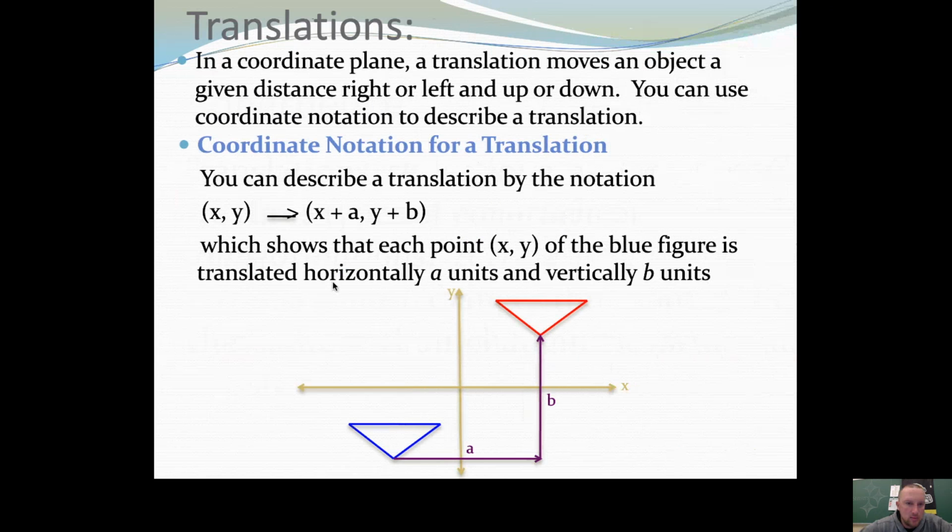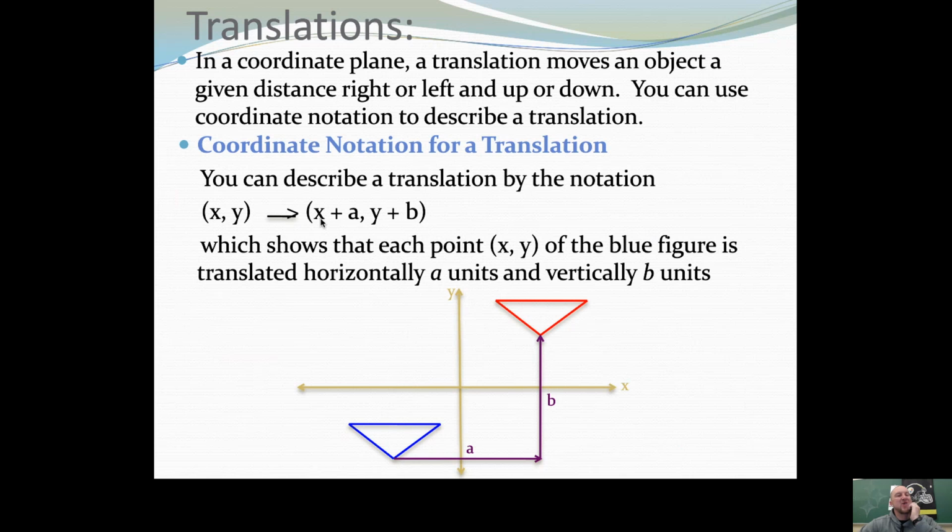So here's some information about translations. In a coordinate plane, a translation moves an object a given distance right or left and up or down. You can use coordinate notation to describe a translation. So here's coordinate notation for a translation. You can describe a translation by this notation. We're going to take every single point, this ordered pair x, y, from this blue figure and move it somehow.